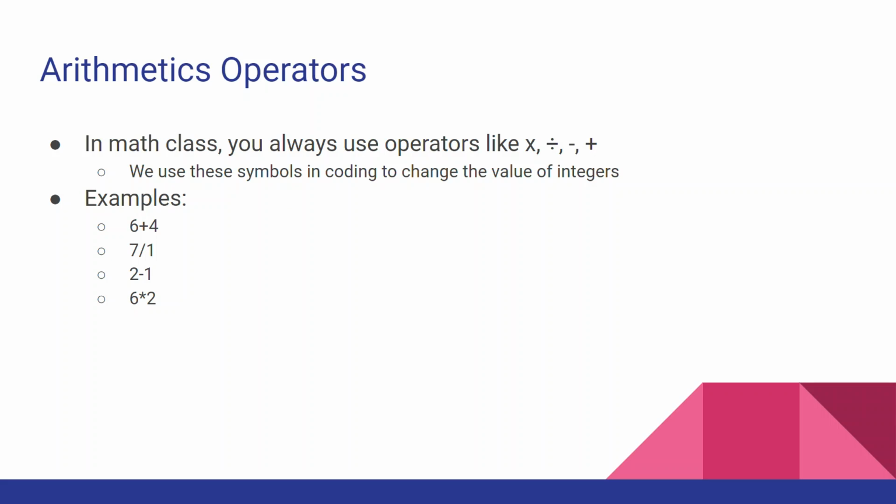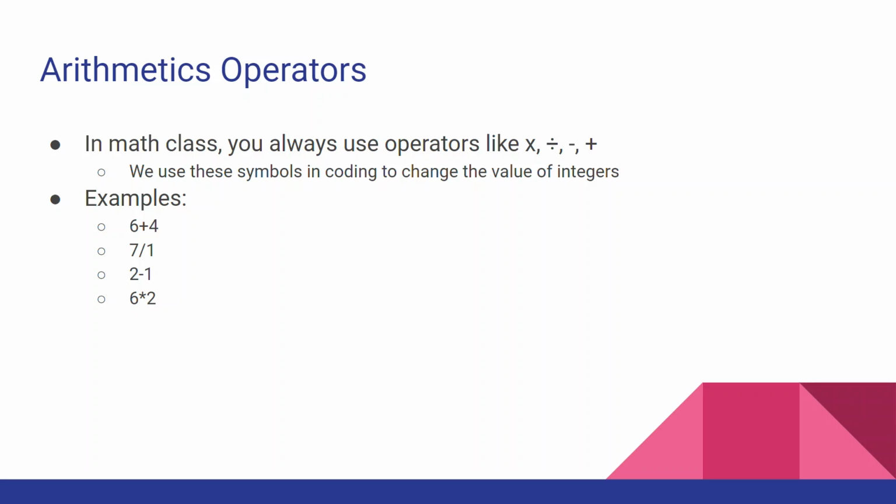So the first thing we have today is arithmetic operators. These are your standard multiplication, division, subtraction, and addition, and you probably use that in your math class on a day-to-day basis. Similarly in coding, we use this to change the values of integers, such as 6 plus 4, 7 divided by 1, 2 minus 1, or 6 times 2.